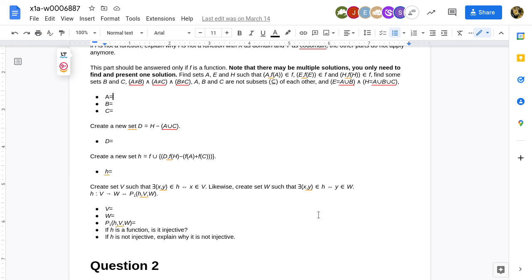And now it's asking to create a set V, and so on. So this part is really the same thing as before, where V is what is considered X earlier, W is what is considered Y earlier, and then P of H, V, W is going to be true. And then the question is, is it a function? If it is a function, is it injective? The answer is yes, it is injective. And then the second question is, if it is not injective, why is it not? So the last one does not apply because it is indeed an injection.